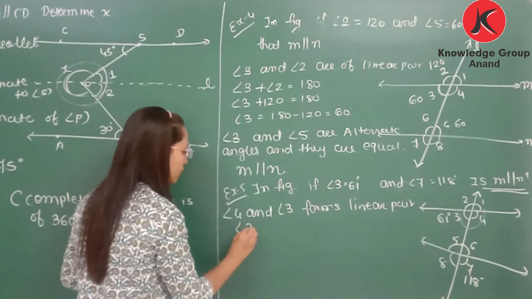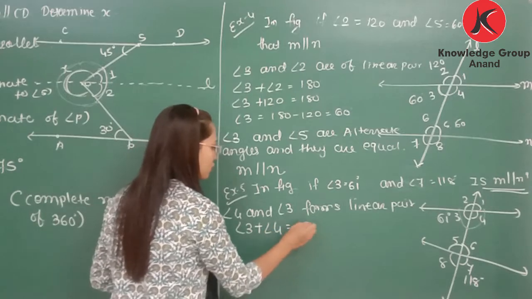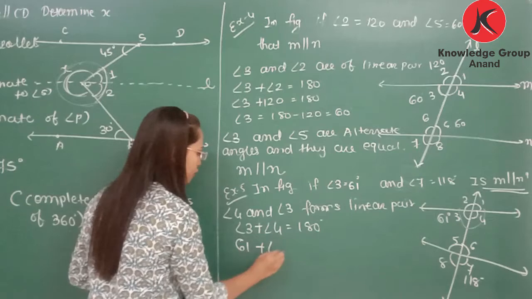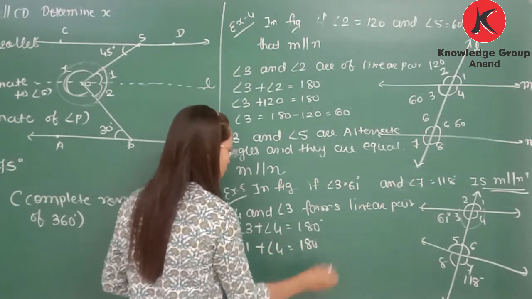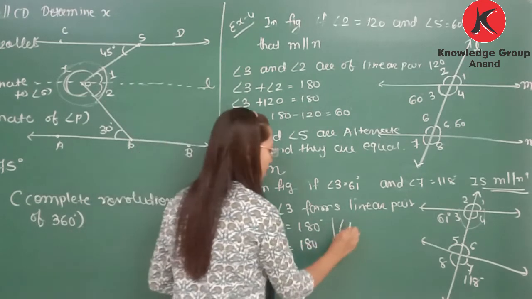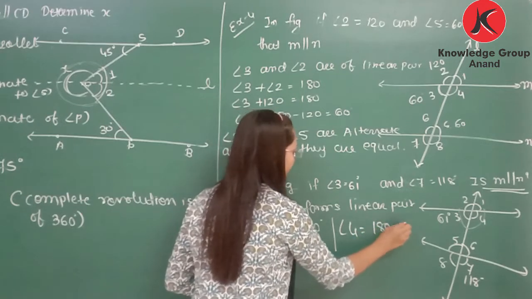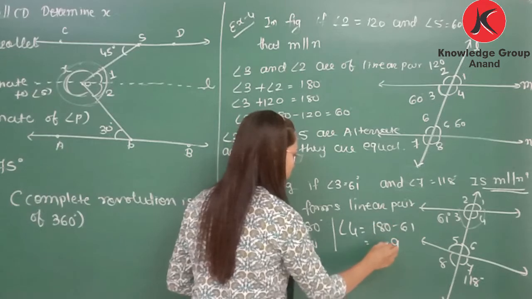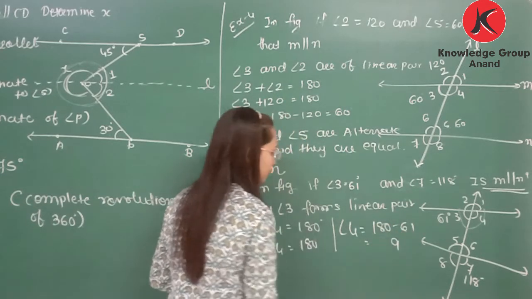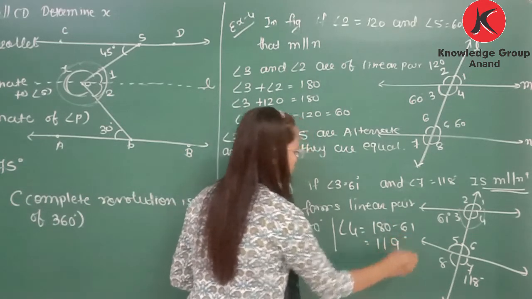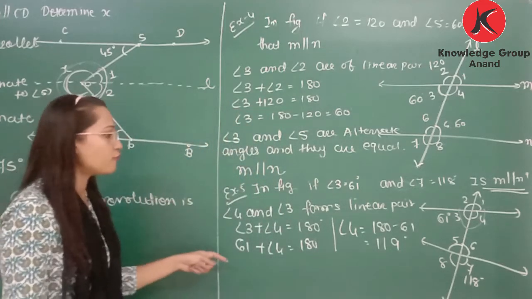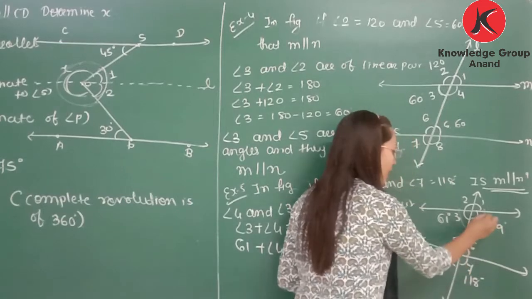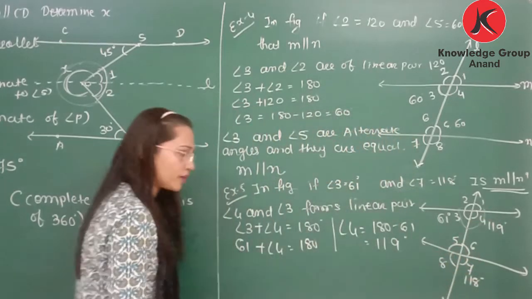So angle 3 plus angle 4 is equal to 180. Angle 3 is 61, so we can find angle 4 by subtracting 180 minus 61, which is 119. Angle 4 we found is 119. Now angle 4 and angle 7 are corresponding angles.